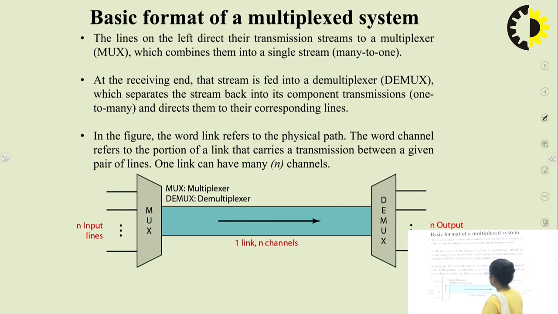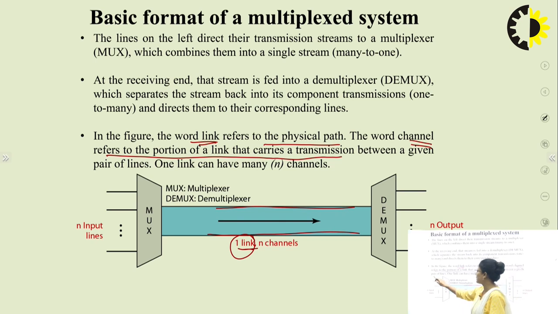Here, the word link refers to the physical path. If you look at this path, we have one physical link, one physical connection. Link here refers to the physical path that exists between the communicating devices over the network. And what is a channel? Channel refers to the portions of the network that are shared between the devices, or that carry a transmission between a given pair of lines.